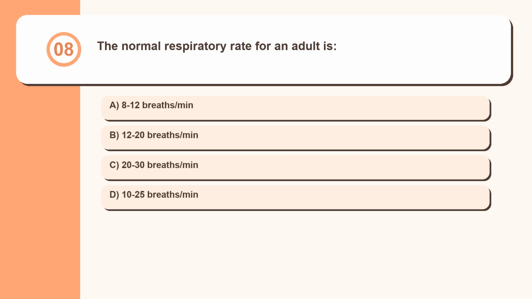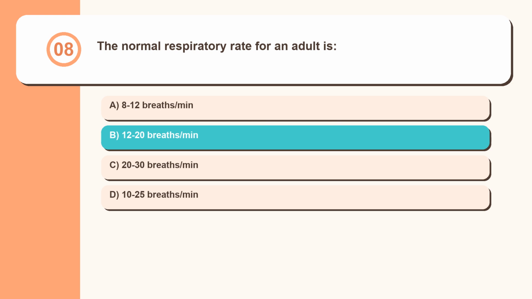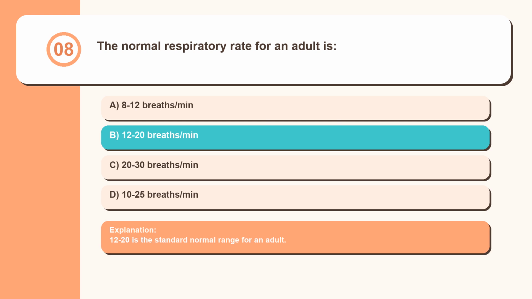Question 8. The normal respiratory rate for an adult is 8 to 12 breaths/min, 12 to 20 breaths/min, 20 to 30 breaths/min, 10 to 25 breaths/min. 12 to 20 is the standard normal range for an adult.